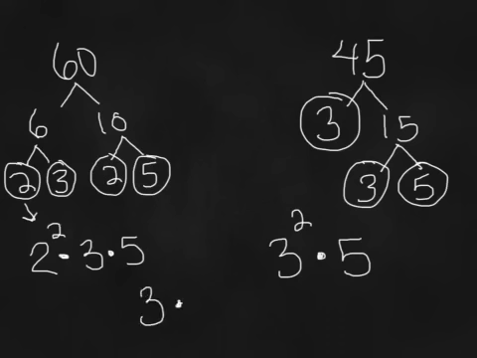Times, well, let's look at our 5s. Look, they have a 5 in common as a factor. So I'm going to write my 5 down. So that means that their GCF, or their greatest common factor, is 15.